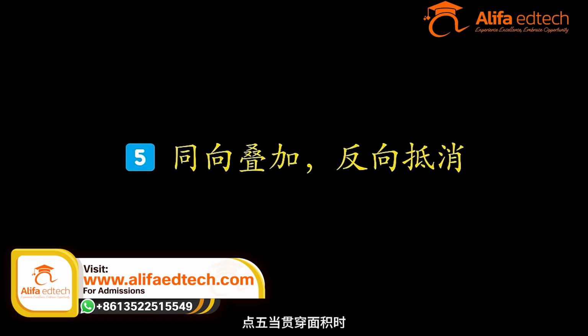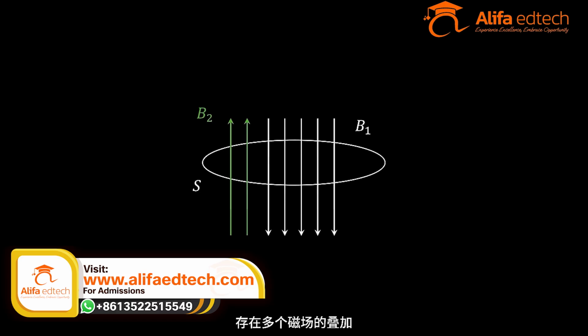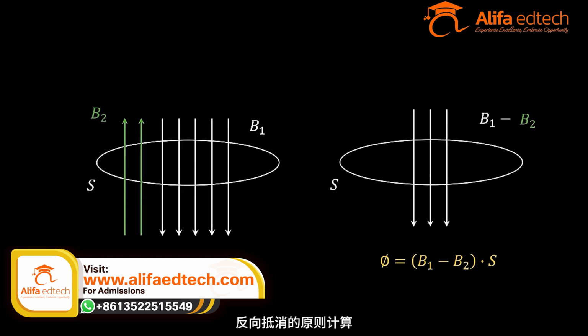Point 5. When multiple magnetic fields overlap across an area, the total induction must be calculated by adding those in the same direction and subtracting those in opposite directions. If the problem defines a positive direction, perform algebraic addition using the positive and negative signs. If it's not specified, look at the diagram and add those in the same direction. And for opposite directions, subtract the smaller from the larger.